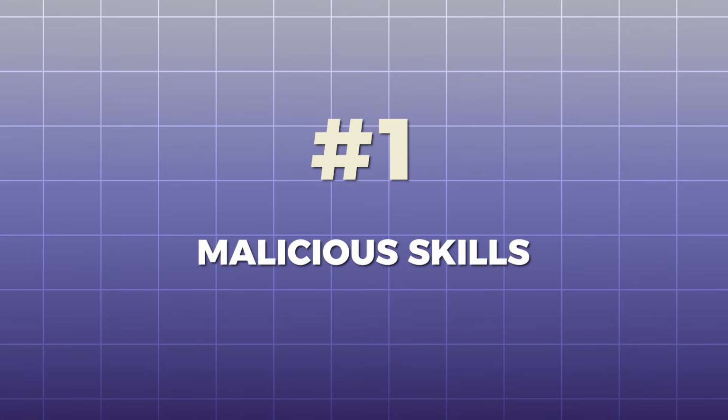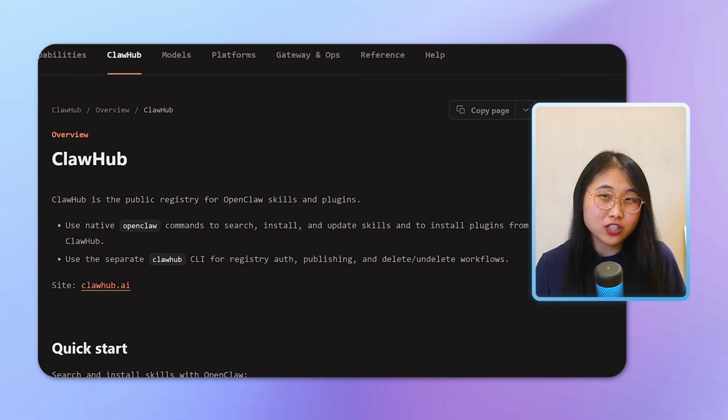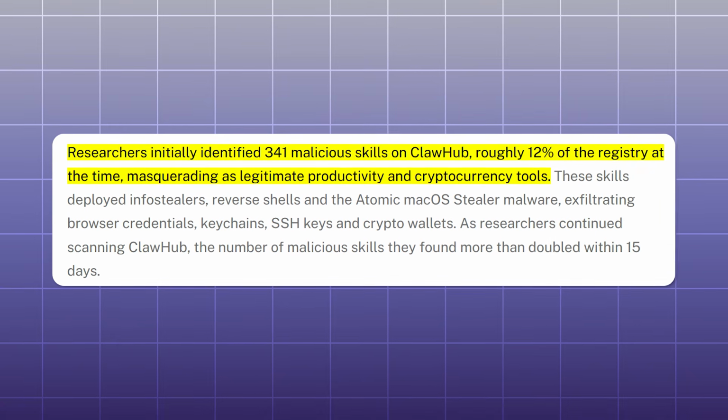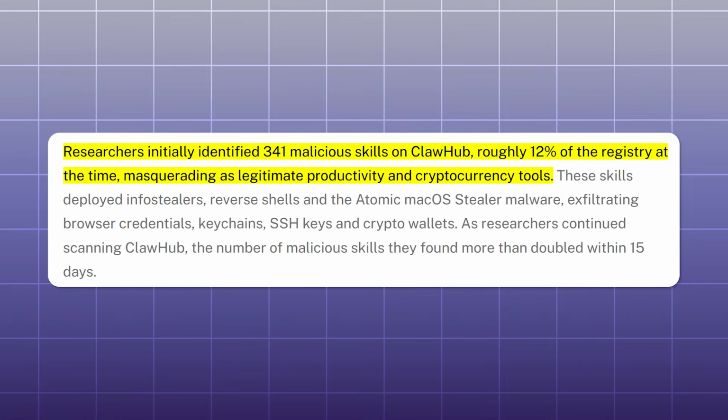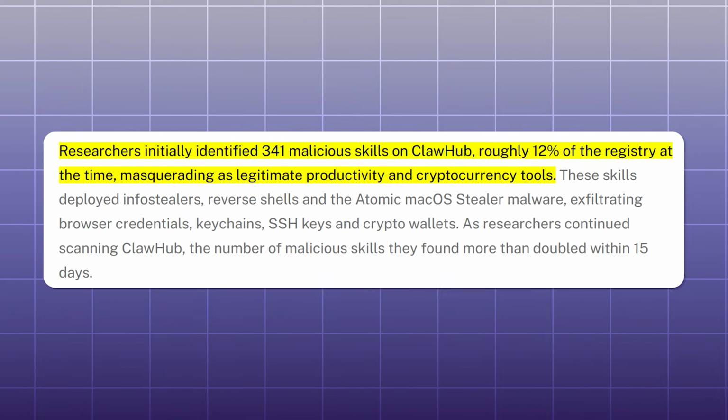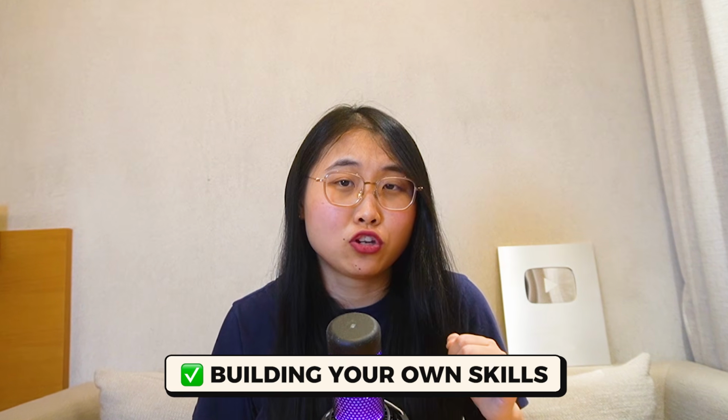Now, before I let you go and start connecting OpenClaw to your own computer files, let's talk about some things you'll need to be careful with. The first is malicious skills. OpenClaw lets you add community skills from a marketplace called Claude Hub. However, researchers found that 12% of them were malicious, built to quietly steal your crypto wallets, passwords, and logins. So ideally, I'd recommend building your own skills within OpenClaw so that you understand how it works inside out.